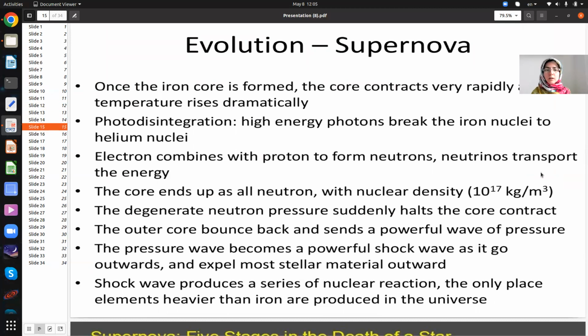Evolution of supernova. Once the iron core is formed, the core contracts very rapidly and the temperature rises dramatically. Disintegration: high energy photons break the iron nuclei into helium nuclei. Electrons combine with protons to form neutrons. Neutrons transport the energy.